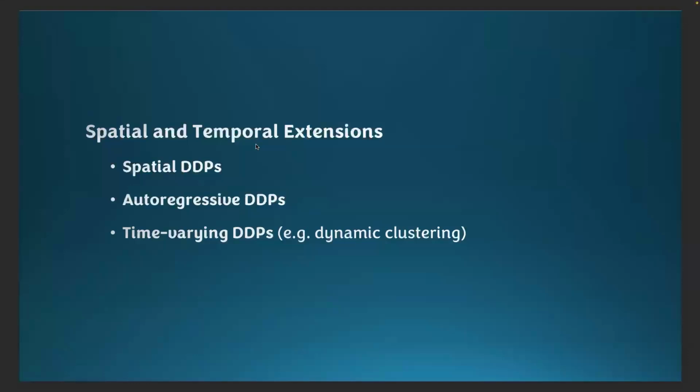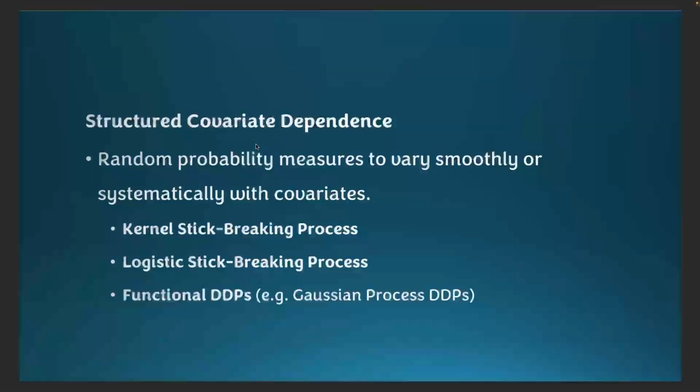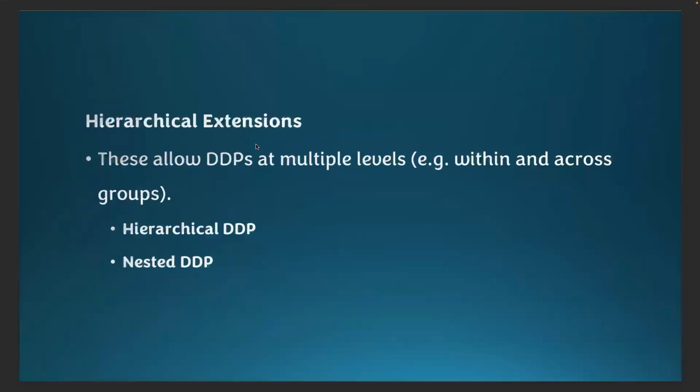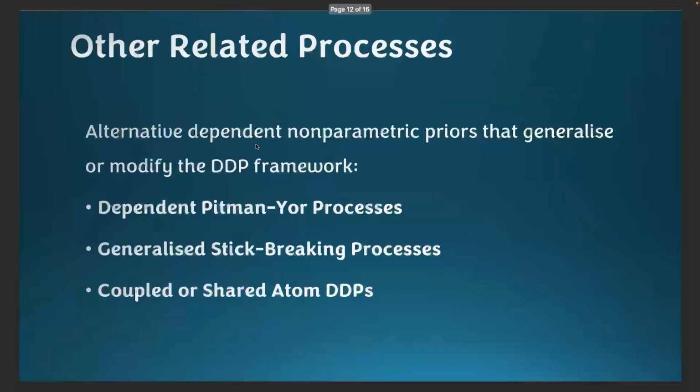There are different spatial and temporal extensions, obviously, and there are many temporal extensions which also allow for dynamic clustering over time. Then we have heard a lot about structured covariate dependence, so different random probability measure constructions that allow the density to change smoothly with covariate values. Some of them are, for example, stick-breaking and functional DDP. And then obviously, as Antonio spoke extensively about them, there are hierarchical and nested extensions of the dependent Dirichlet process.